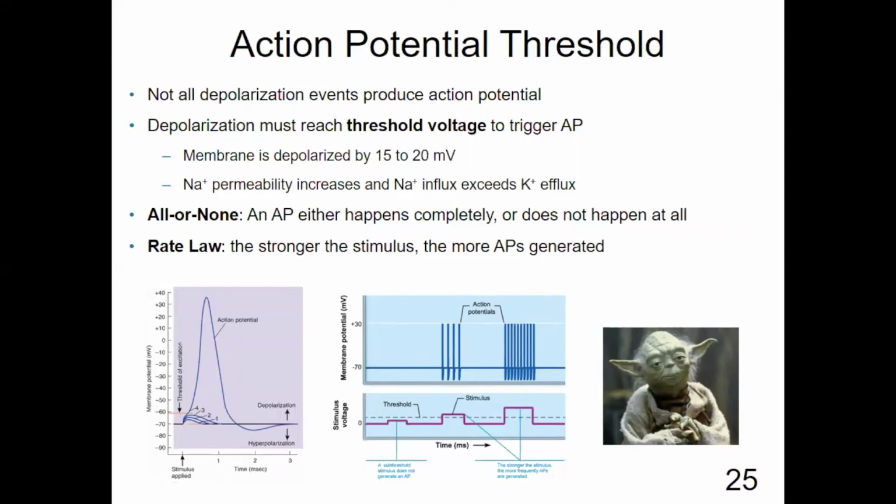Action potentials are all or none. An action potential either happens or it doesn't, which is why I have Mr. Yoda right here. You might be familiar with Yoda. He says, do or do not, there is no try. So a neuron will fire an action potential or it won't. There is no try.